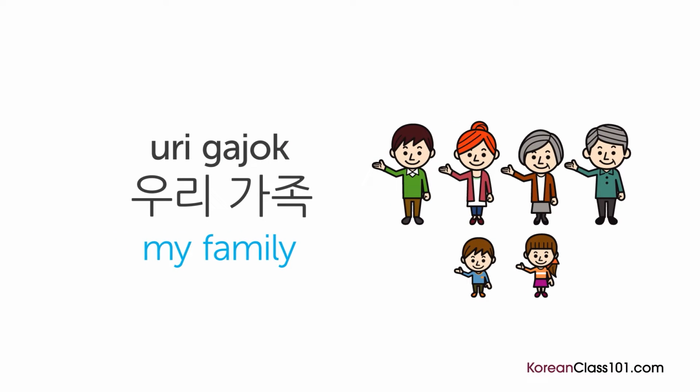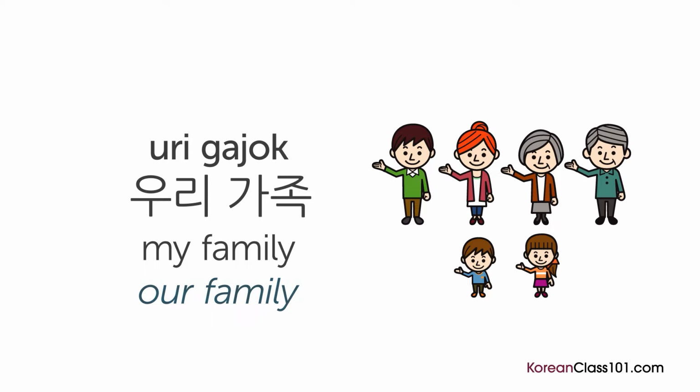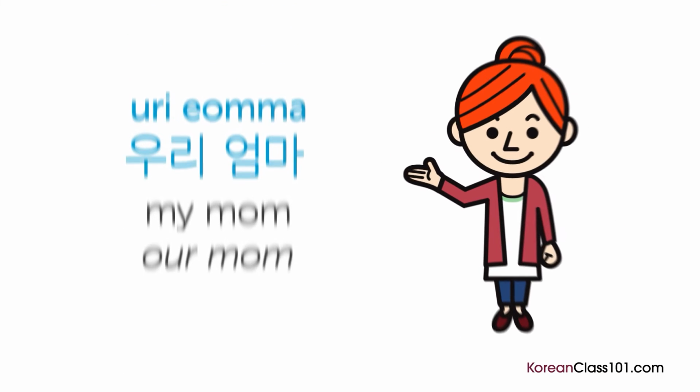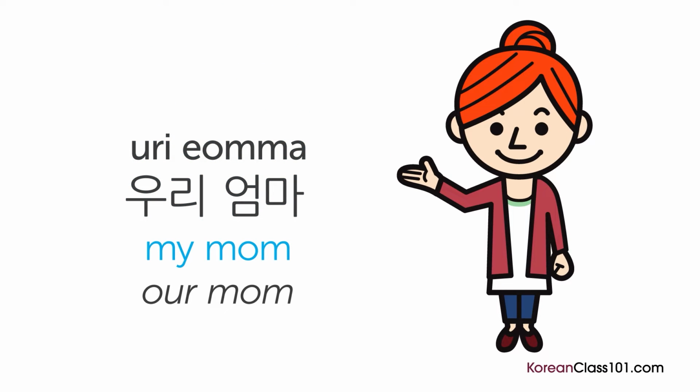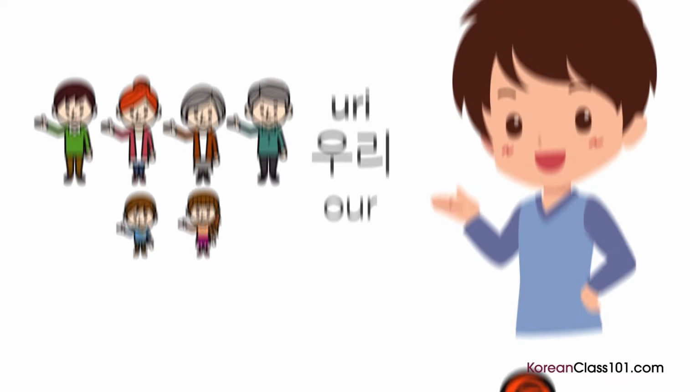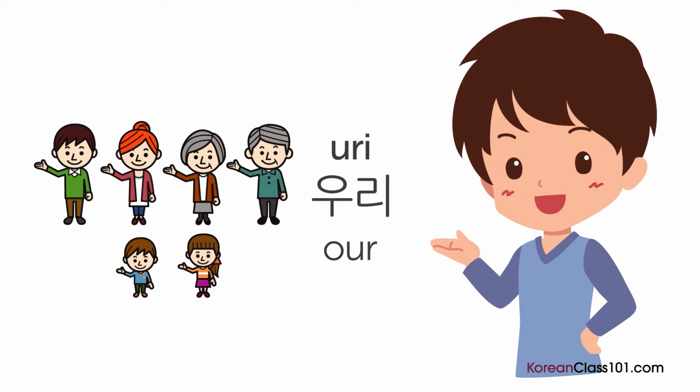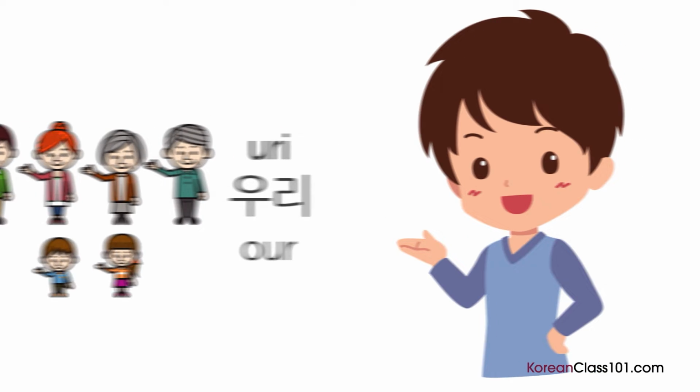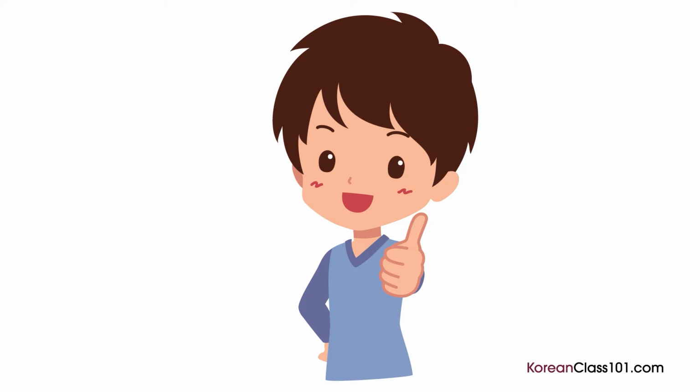For example, my family, 우리 가족. It literally means our family, and the list goes on. For example, 우리 엄마, my mom, or literally our mom. Korean people use the word 우리 when talking about a group that he or she is strongly attached to, like a family member. Let's do some examples so you can learn how to use 우리 correctly.